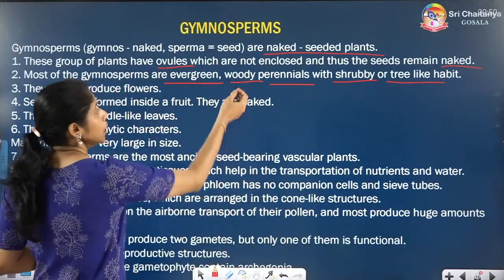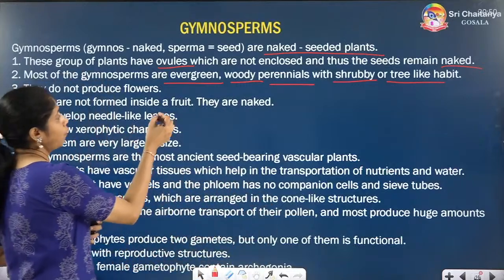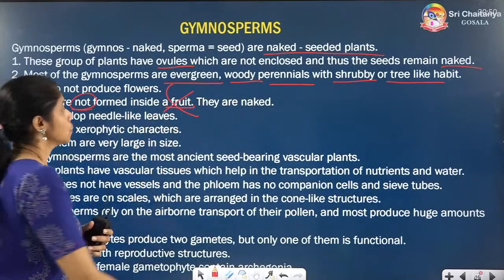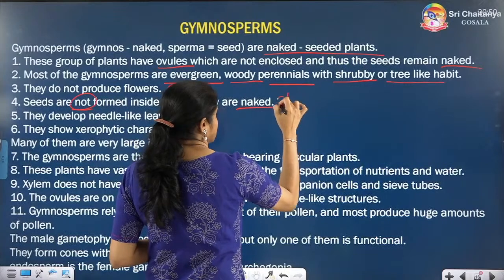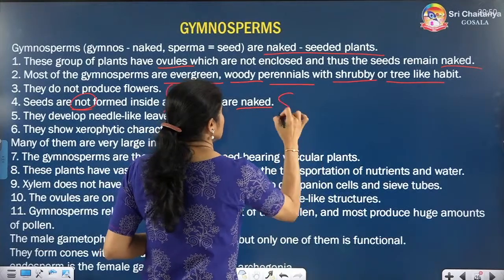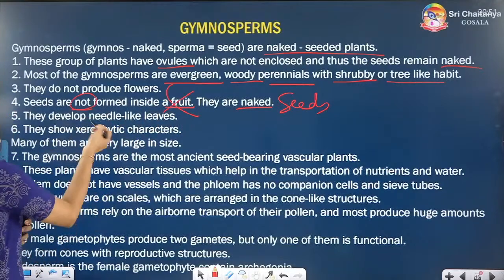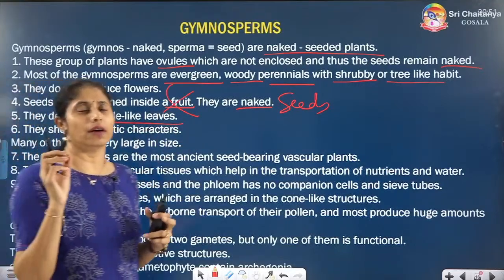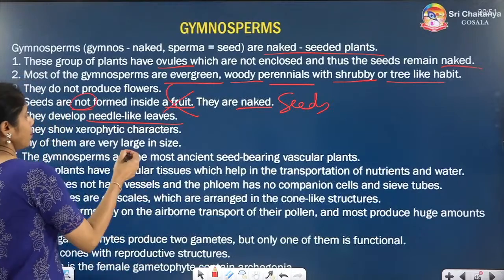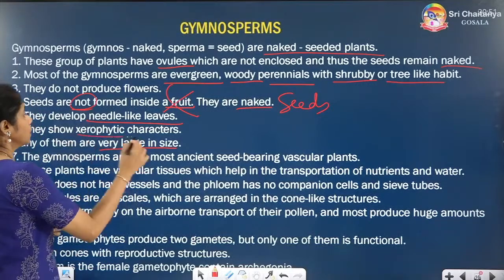So woody perennial trees can be there, or they can be shrubs also. The next one, seeds are not formed inside a fruit. So there is no fruit at all. So they have naked seeds, basically, because they don't contain any fruit. They can have needle-like leaves, sharp, like we see, and many of them are very large in size. The leaves are also large in size, and they show desert characters.